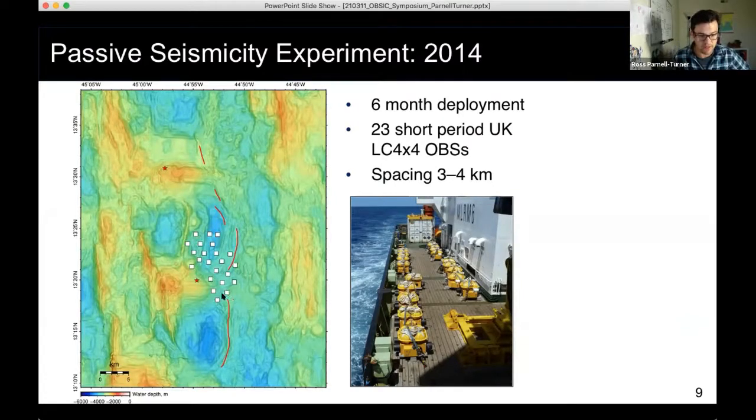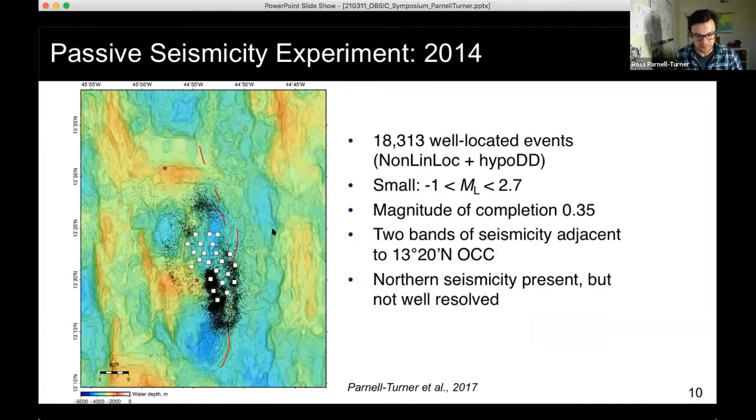As you can see from this network, we had an instrument spacing of around 3 to 4 kilometers, and our objective was to image some of that shallow seismicity. We placed the network so that we could understand both what was going on at the 1320 detachment, and also what was happening in between these two detachments. But as a seismologist, you always want more instruments. We didn't have enough instruments to cover the whole area, so a lot was left unknown.